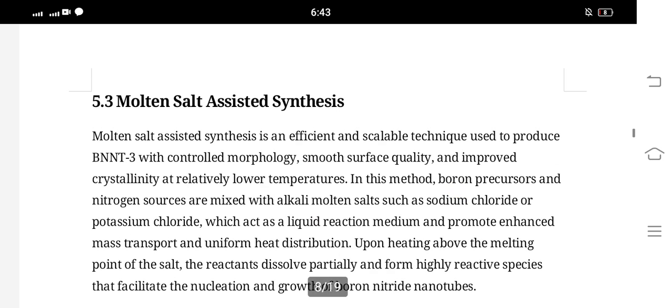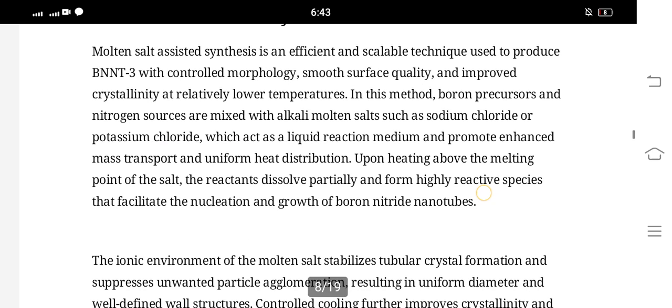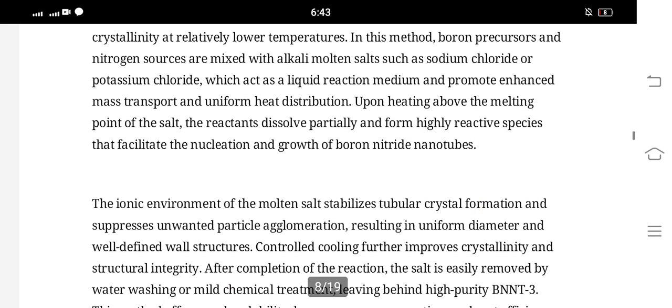Next, the third method is molten salt assisted synthesis. In this method, we will also discuss the production of boron nitride nanotubes. It is an efficient and scalable technique to produce boron nitride nanotubes with controlled morphology, smooth surface quality, and improved crystallinity at relatively lower temperatures. In this method, boron precursors and nitrogen sources are mixed with alkali molten salts such as sodium chloride or potassium chloride, which act as a liquid reaction medium and promote enhanced mass transport and uniform heat distribution.